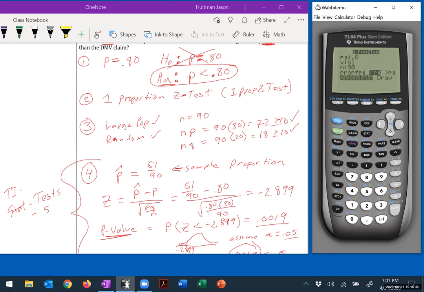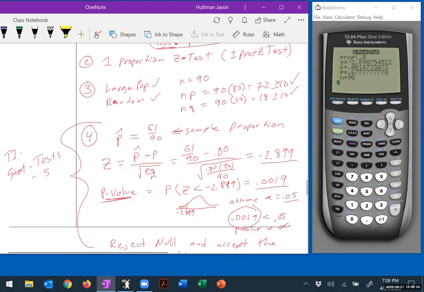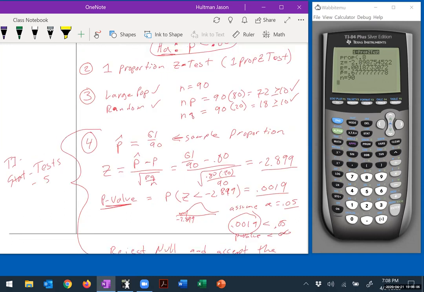And then I'm going to arrow down, I'm going to hit calculate. And look at that. It tells me what my Z value was, my Z score, boom, negative 2.89. It also tells me what my P value was. That's that little P there that's next, okay, is 0.008. It tells me what my P hat was. My P hat was 0.68, and my N was 90, which is what I told it.